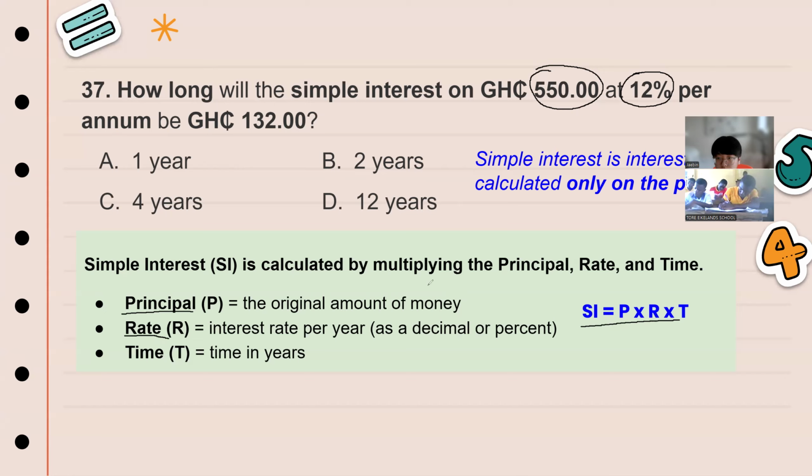Or you can enter this as a rate. So you're not writing as a percentage, but you're writing as a decimal. 12% equals 0.12, right? That's going to be our rate. And now we're finding T. We don't know what T is because we're finding how long will the simple interest be? 132. So simple interest, the total will be 132.